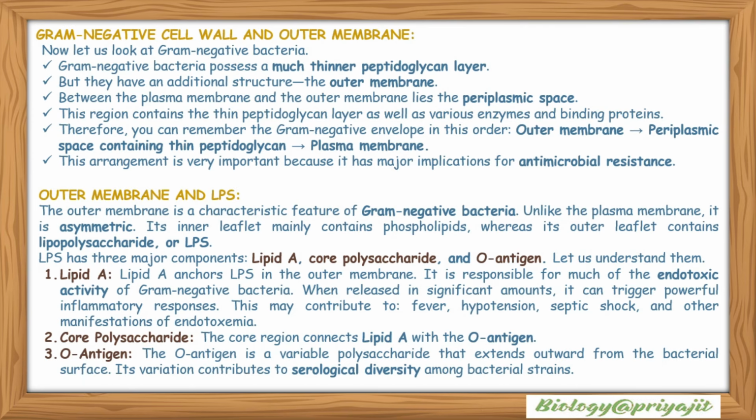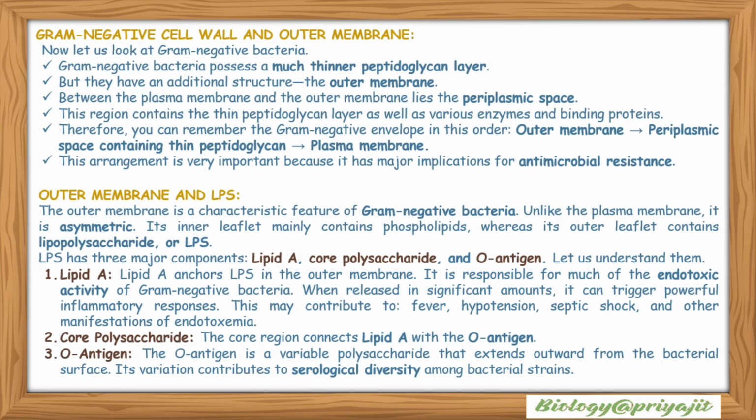Outer membrane, which is made up of lipopolysaccharide. It is an asymmetric structure mainly found in gram negative bacteria. LPS has three major components: lipid A, core polysaccharide, and O antigen. Let us understand them. Lipid A anchors LPS in the outer membrane. It is responsible for much of the endotoxic activity of gram-negative bacteria. When released in significant amounts, it can trigger powerful inflammatory responses. This may contribute to fever, hypotension, septic shock, and other manifestations of endotoxemia.